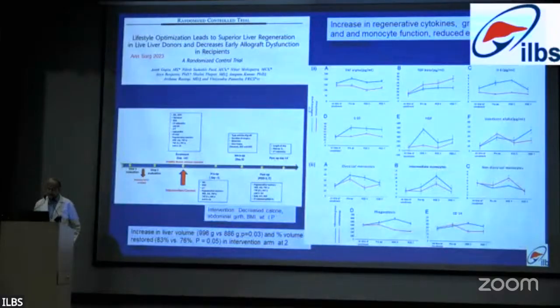This work was also done by the surgery department, Dr. Pamecha, and the team by Anish. This is a very interesting work. This came in Annals of Surgery. What it showed was if you have a low calorie diet for the donor, the liver regeneration occurs fast. To summarize, those who had low calorie intake had a better liver volume, the percentage of liver restored in the intervention arm than in the control arm. So there was an increase in regenerative cytokines, growth factors. So keep your donors lean and fit.